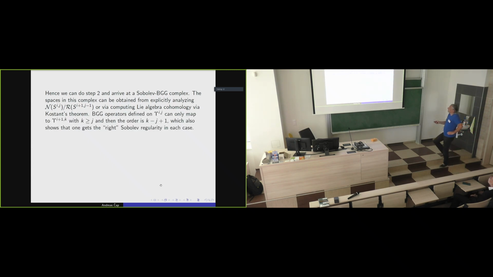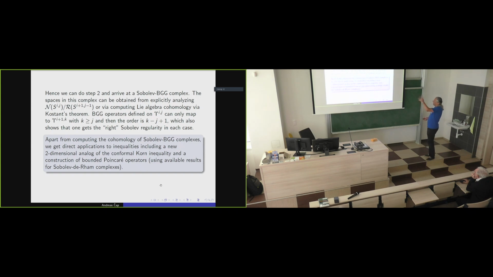Okay, and then you see that you can also read off the orders. They are exactly determined by how much you go down when you go to the next step. So if you start on gamma epsilon ij, you can only go to epsilon i+1 k with k bigger or equal to j, and the order is just k minus j plus 1. So if you stay in the same row, you have order 1. If you go down 1 row, you have order 2. If you go down 2 rows, you have order 3, and so on and so forth.